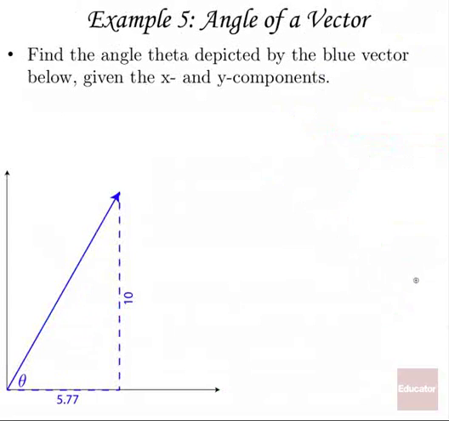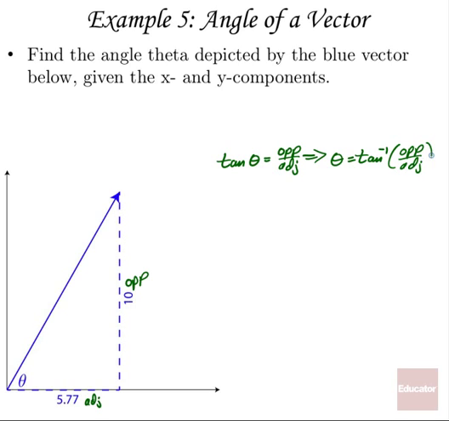All right, let's take a look at one more sample problem, the angle of a vector. Find the angle theta depicted by the blue vector below given the x and y components. Well, since I'm given the opposite side, opposite the angle theta, and the adjacent side, the side that's beside the angle but not the hypotenuse, I'm going to use the tangent function, since tangent of theta equals opposite over adjacent. Therefore, theta is going to be the inverse tangent of the opposite side over the adjacent side. Or theta equals the inverse tangent of the opposite side 10 divided by the adjacent 5.77, or 60 degrees.